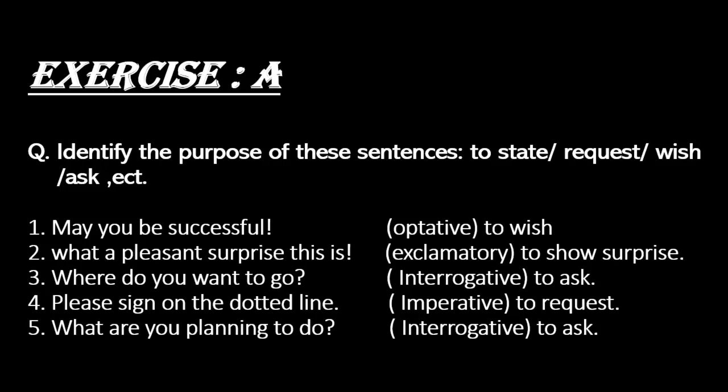Third, where do you want to go? This is an interrogative sentence because we are asking a question. Fourth, please sign on the dotted line. This sentence is imperative because we are requesting someone else. The fifth one is, what are you planning to do? This sentence is also an interrogative sentence because we are asking a question to someone.